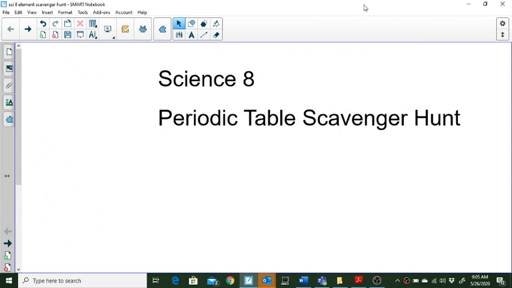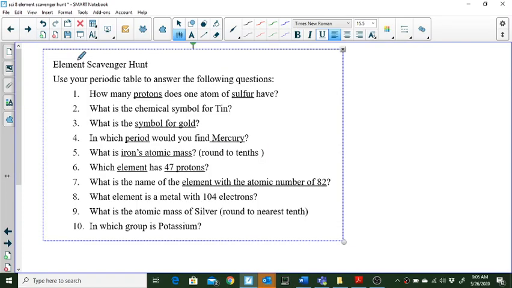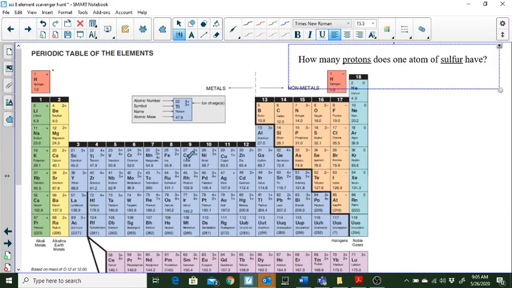All right. Hello, Science 8 students. Here we are talking about the periodic table scavenger hunt. You received this via email yesterday. It consisted of 10 questions. How many protons does one atom of sulfur have? What is the chemical symbol for tin, and so on? Not Tim, tin. Yes, the symbol for gold, period. This is really just getting you familiar with the periodic table of elements and how to find things. So here's the periodic table of elements that I sent out to you.